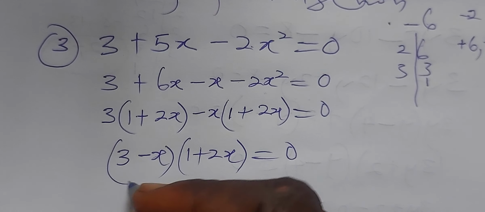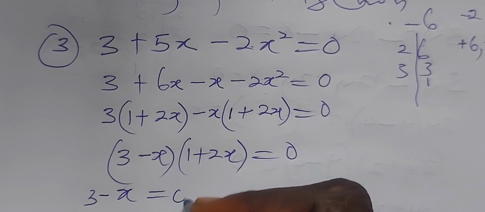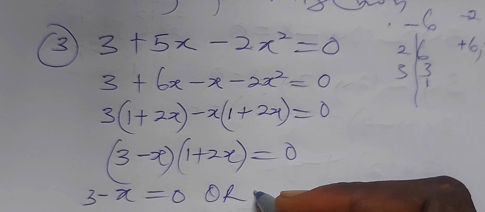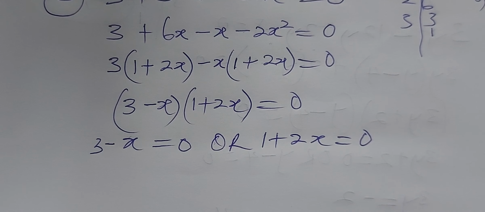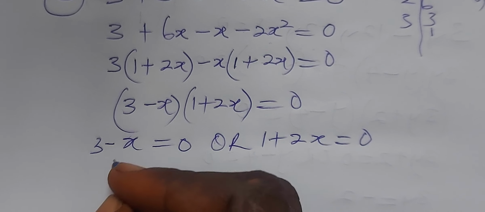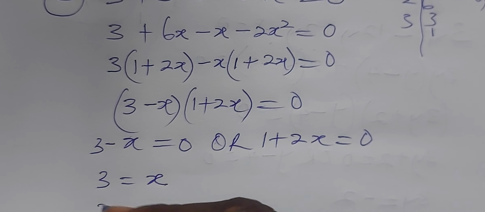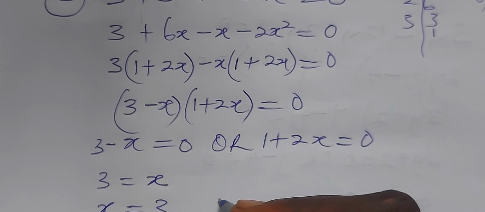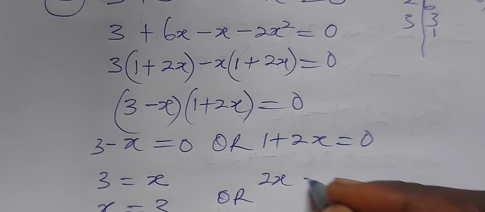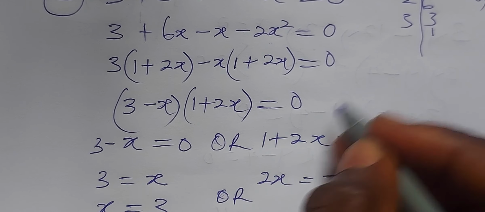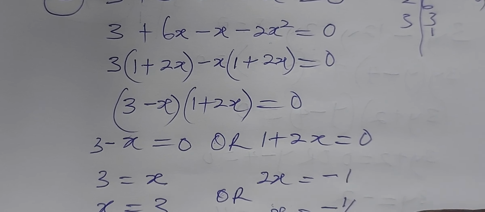So you just need to say 3 minus x equals 0, or 1 plus 2x equals 0. So follow it step by step. It's not difficult. Okay, so by so doing, this one will be 3 equals x, which is the same thing as x equals 3. Or you have your 2x equals minus 1 if this crosses to the other side, and you have your x to be minus 1 over 2.